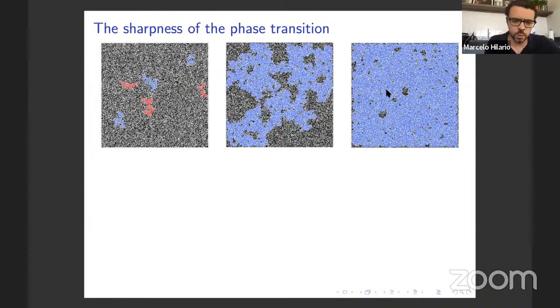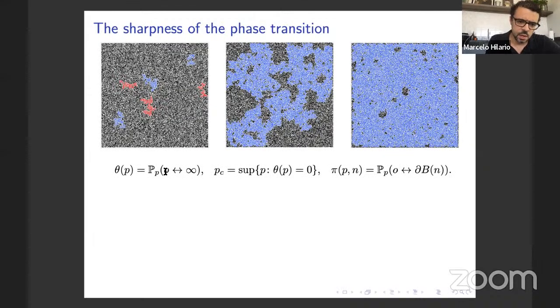Some quantities that we would like to study are, for instance, the probability that the origin belongs to this giant component. If you increase this value of p, the parameter, then at some point you want to keep track of the first time when this quantity starts to be positive. This is the critical point, which should be the value of p that gives the picture in the middle. You also want to keep track of other quantities, like for instance, the probability that the origin connects up to distance n, which is what is on the right side here.